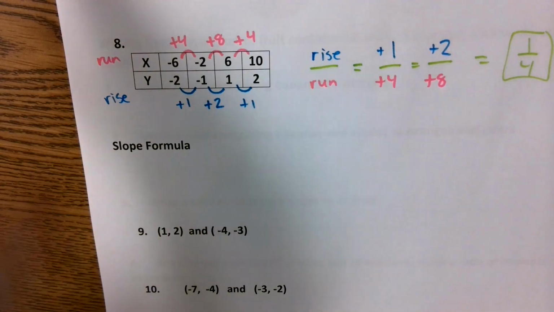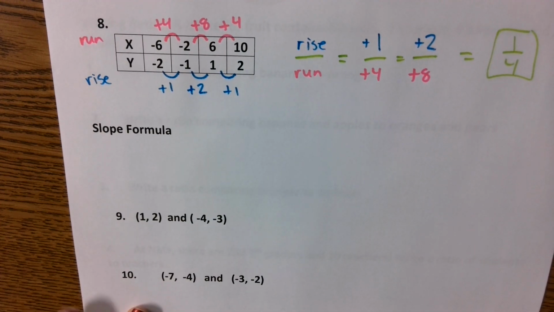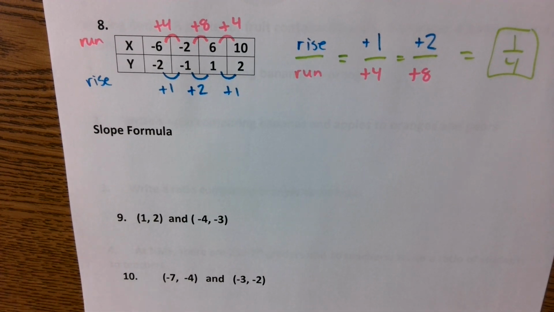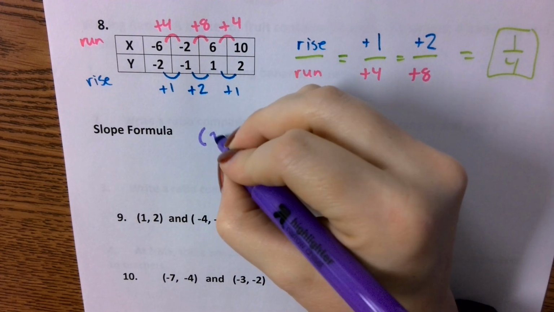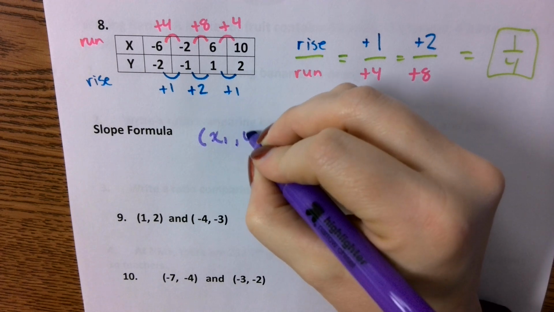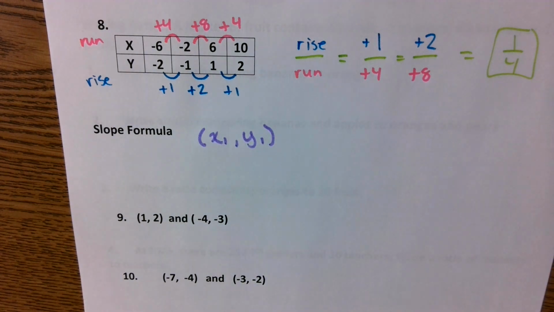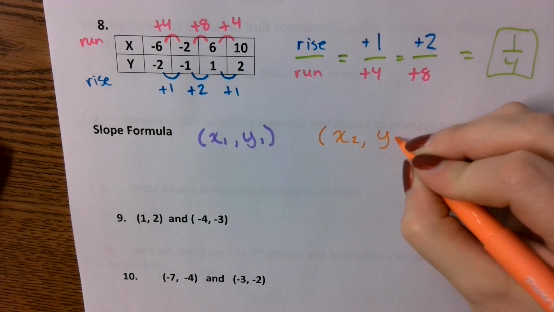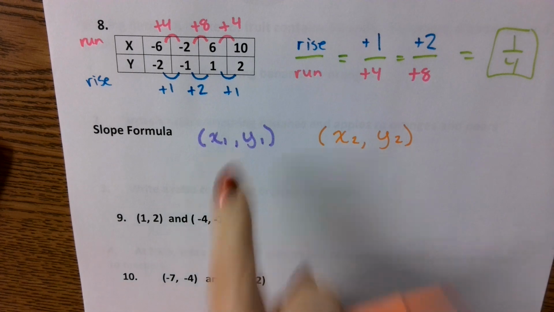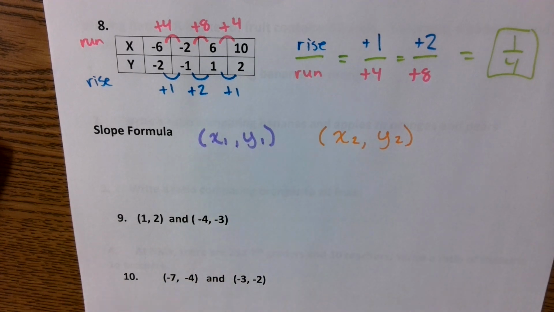Slope formula, sometimes you are given 2 points, but you are not given it on a graph. You are just told, here are your 2 points. So when you're told your 2 points, we typically just say, okay, I'm going to assign the first point that I see as my x1 and my y1. And then I'm going to let the second point that I see be my x2 and my y2. So I'm just assigning them that this is my first point, this is my second point. That's all I'm doing.